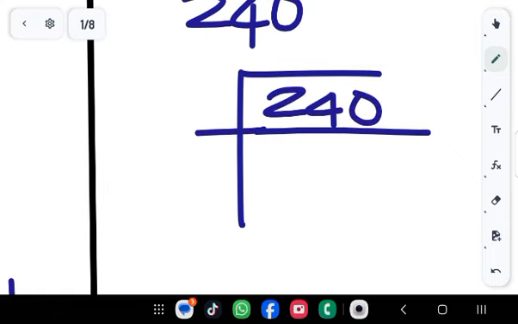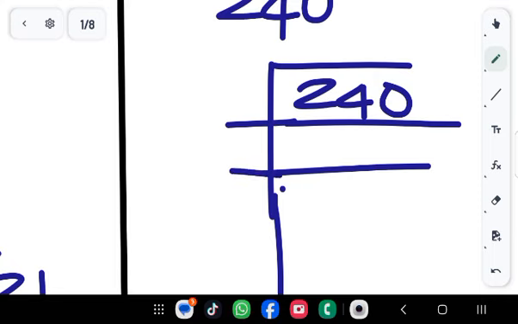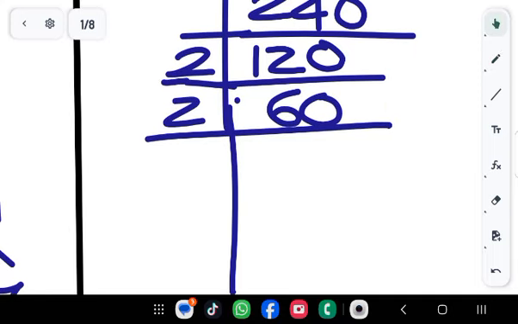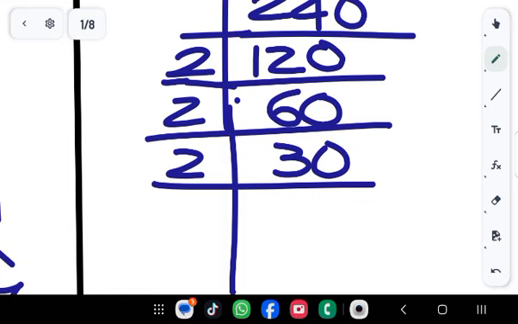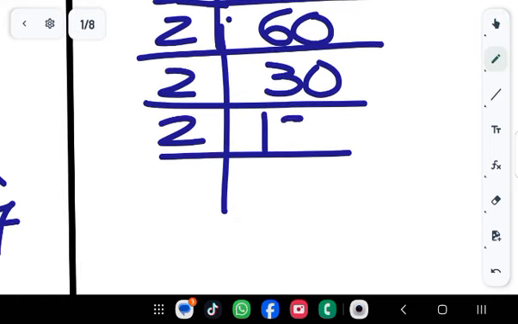We start with 240, divide that by 2. Okay, good. 240 in your calculator divided by 2, that gives us 120. So we'll put 2 here and then 120 over there. Same story, divide that by 2. That will give you 60. Same story, divide the 60 by 2. That will give you 30. Divide 30 by 2. That will give you 15.